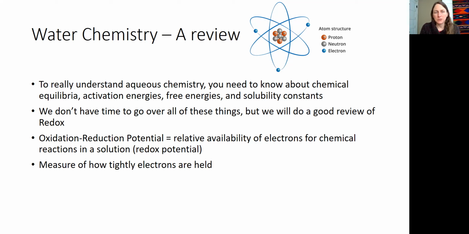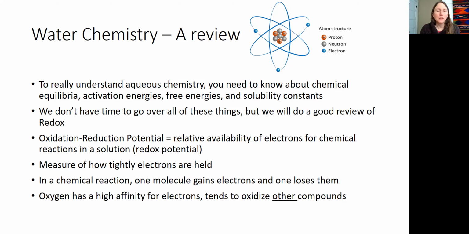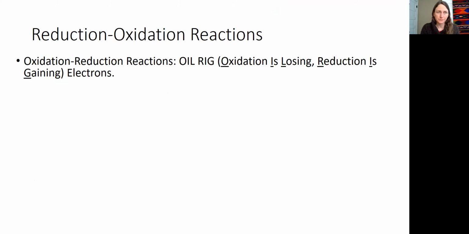Now, the redox potential is kind of an overall measure of how tightly the electrons are held and how available they are. So in a lot of chemical reactions, one molecule gains electrons and another molecule loses them. Now, oxygen has a really high affinity for electrons, and this is why we use the word oxidation. It tends to oxidize other compounds.